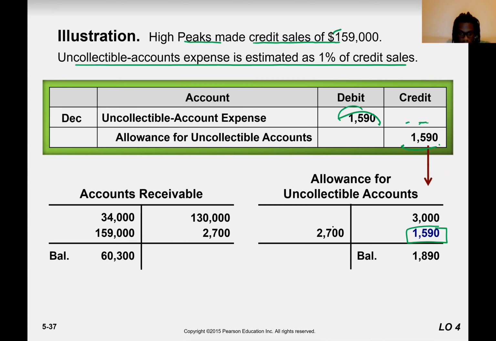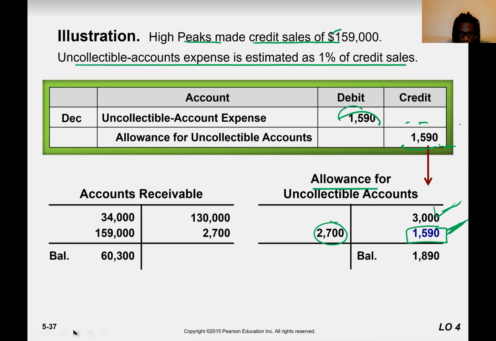Understand? So the actual write-off will be charged. The point here is that this is the estimation, right? 3,000 is the balance the question already gave us. We write it down as a credit balance here. So this year, our estimation is that this much expense would happen, 1,590. But during the year, 2,700 in December is just bad debt. It's uncollectible. So we charge those uncollectible accounts to allowance, right?